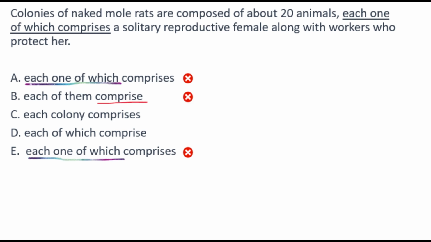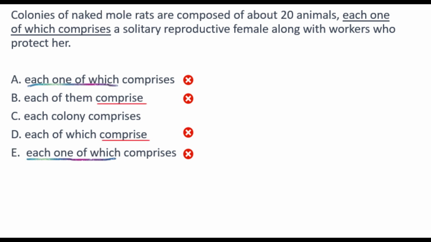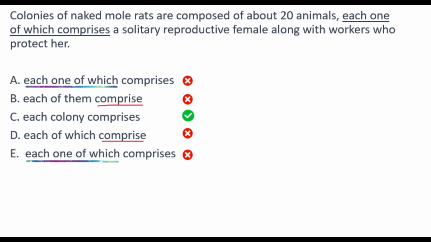Another thumb rule is each will always have a singular verb. In option B we see the verb comprise is plural. So option B is also eliminated. In option D, we see the same plural verb comprise. So, option D is also eliminated. We are left with option C, which is correctly using the singular verb comprises and hence is the correct option.